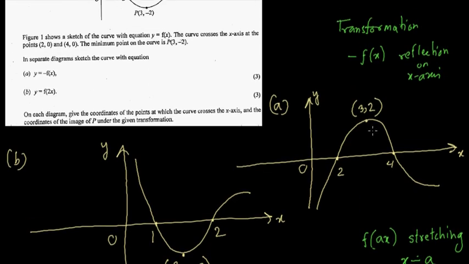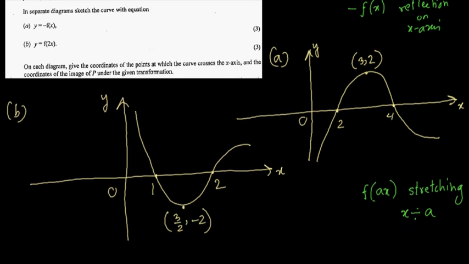So the x coordinate previously was 2, so it would be 2 divided by 2, 1. Remember, f(2x) means x divided by 2. 4 divided by 2 is 2, and 3 divided by 2 is 3 by 2, while the y will remain unchanged. So this will be the transformation of y equals f(2x).